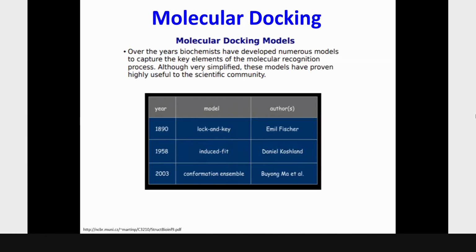Now, before we understand the last part of how to calculate all this binding affinity, there are these theories. Three theories are there. One is called the lock and key theory, another is the induced fit theory, and the last is the conformational ensemble theory. All these three theories have been around for a long time, and before you find out your delta G, these theories should be understood well.